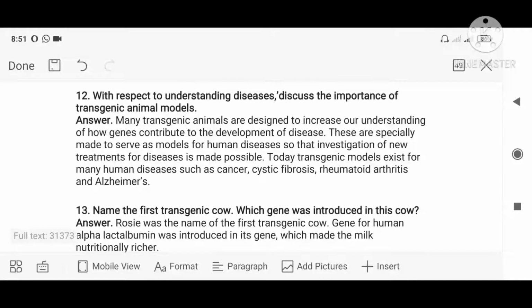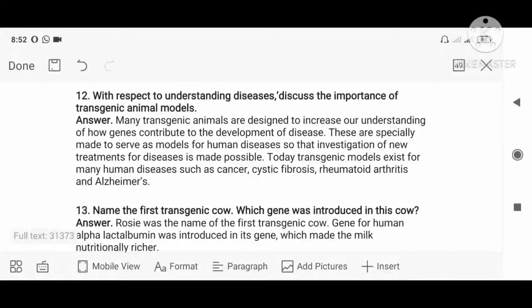With respect to understanding diseases, discuss the importance of transgenic animal models. So, in order to find out how the disease is developed and what the symptoms are, for that we are developing what? Transgenic animals. Into them we are introducing the disease causing gene, and thereafter we are investigating the disease, how the symptoms are appearing.